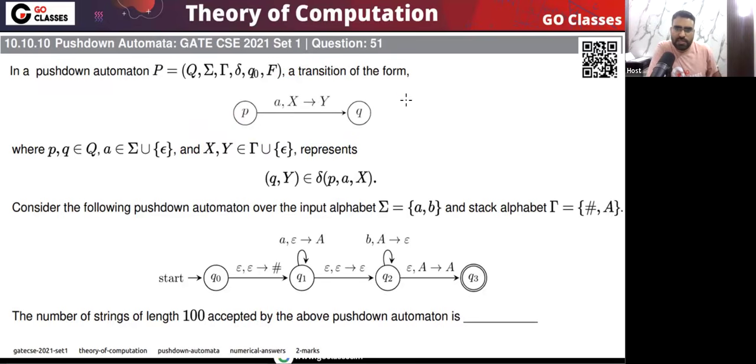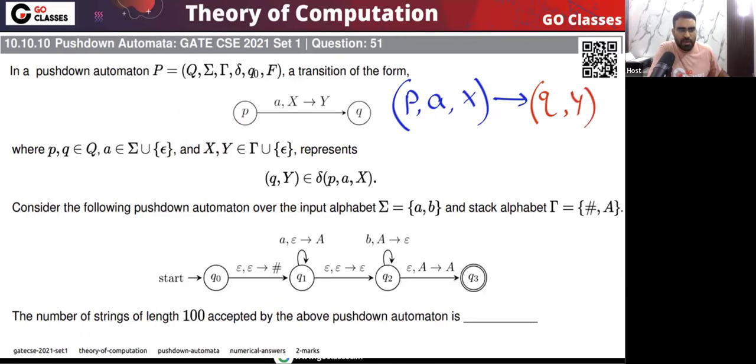This transition basically represents that if you are in the state p, and on the input tape the current symbol is a, and on the top of the stack the symbol is x, then what will happen? Then basically we will go to the next state, that is q, and on the stack we will push y. Okay, so this is the idea.